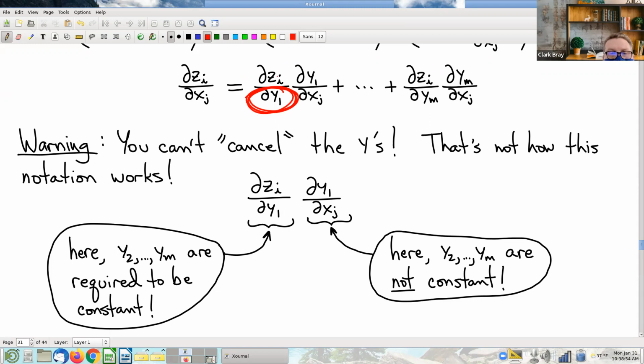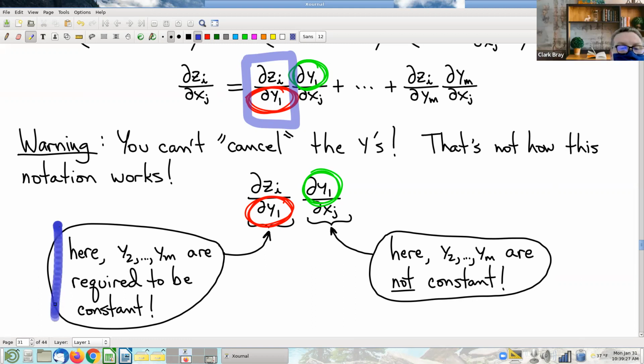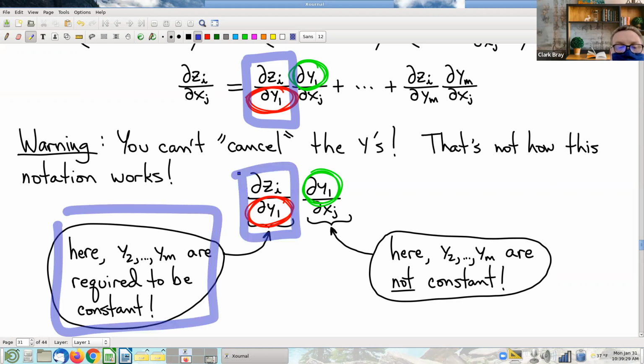This partial y1 there, let's look at it down here. That partial y1 is not the same thing as this partial y1 here. They are different because they're part of different stories. So let's think through what this thing here is a part of. It's part of this story where I'm taking the partial of Zi with respect to that specific y1 variable, which therefore insists that, while I'm thinking about this thing, all of the other y's are required to be constant.